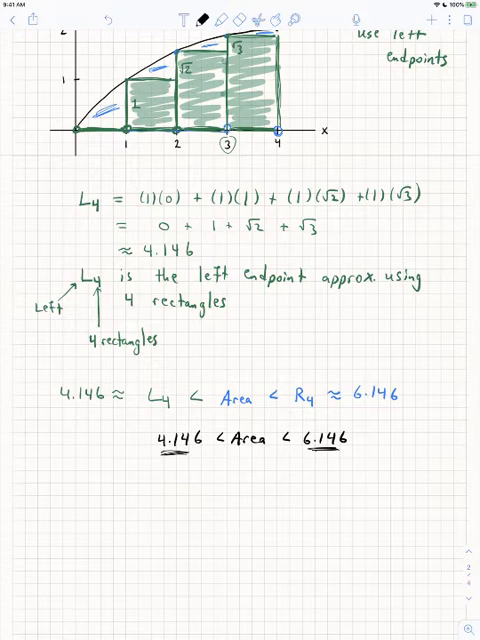How do you get a better approximation? Well, to get a better approximation, simply use more rectangles.